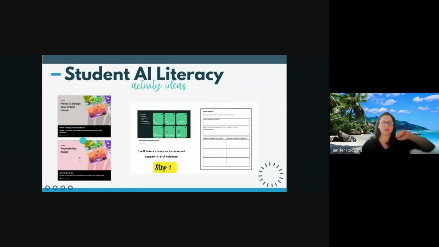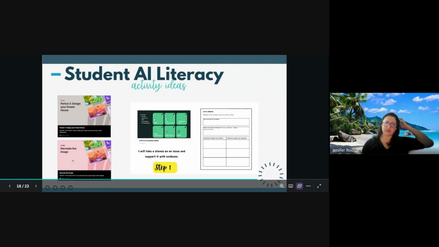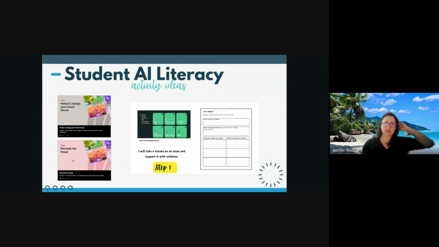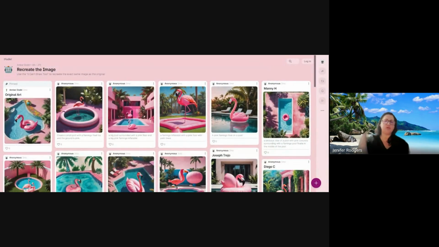But I want to bring us to the second link on this slide that says recreate this image with a pink background. So if everybody can click on that, where it says recreate this image, kind of a pinkish color, it's going to open to this tab with a bunch of flamingos and pools. And so this is again from Miss Dodd's classroom, using this tool to try to recreate the same image that she created. So the first one here, just make sure I'm sharing the right thing. Yes, it says original art Amber Dodd.